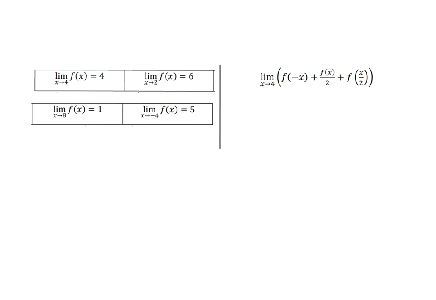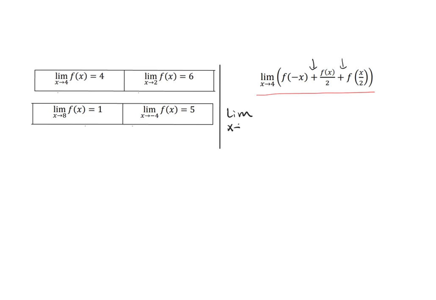Okay, so now instead of looking at a specific function, we have a table that is showing us different limit values of the function f. And then we have to use the properties to find this. So I can use that sum difference property, and I could start by just breaking these all apart.